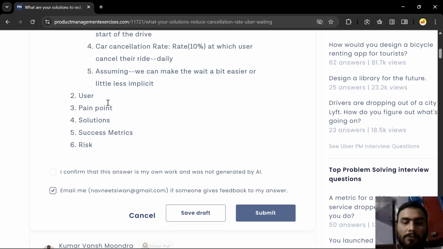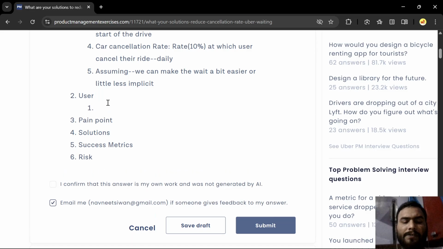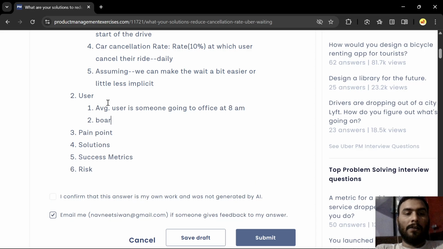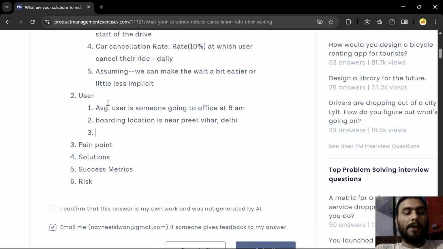Now, if you think about the user, let's say an average user I am assuming for this case is someone going to office at 8 a.m. Their boarding location is near Neeti Vihar, Delhi, and they book Uber in an emergency situation. What does this mean?